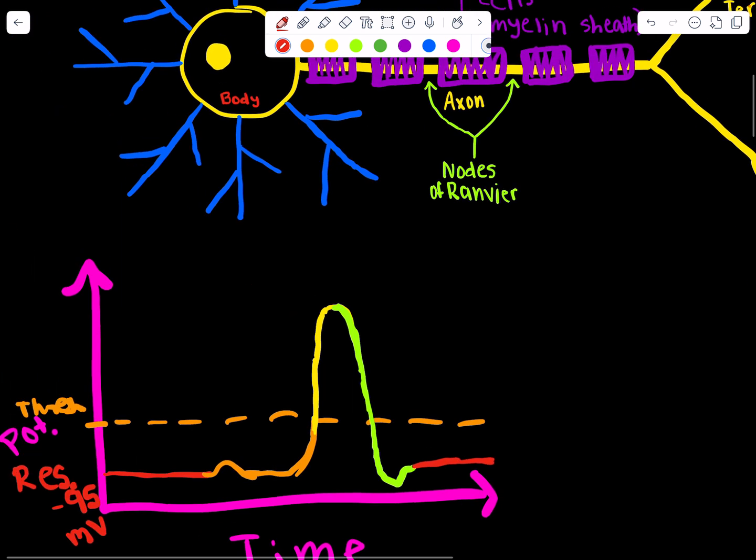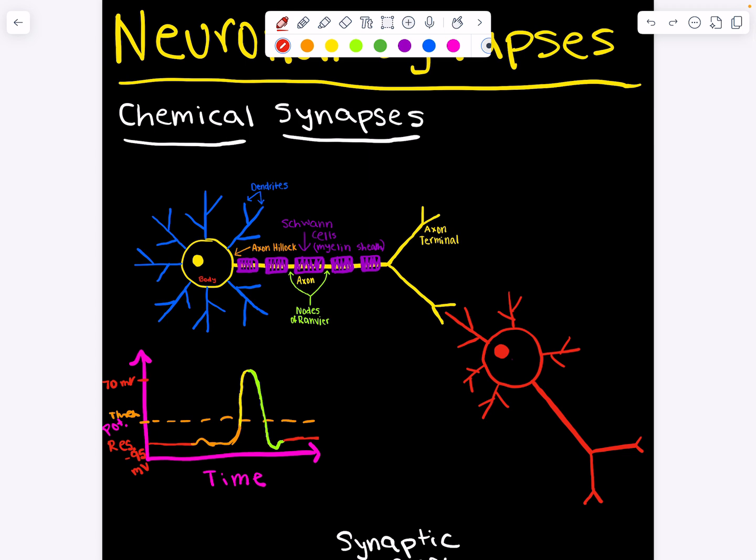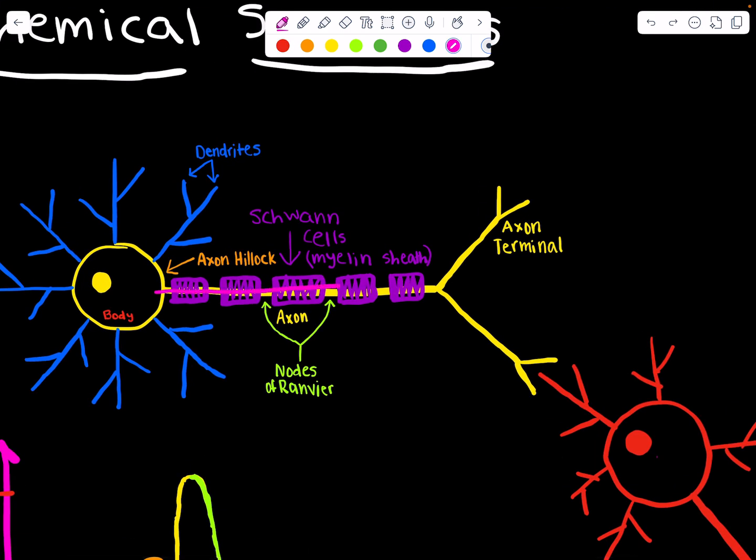The peak is at about 70 millivolts. And it's positive, not negative. So the difference is 165. It increases by 165 millivolts. And that's a large number of millivolts. Definitely. So then, the action potential goes all the way through.